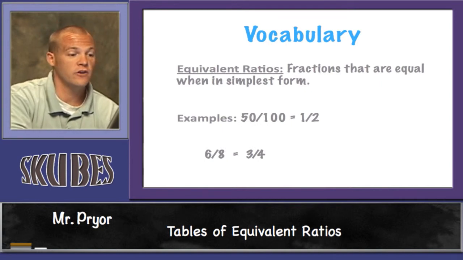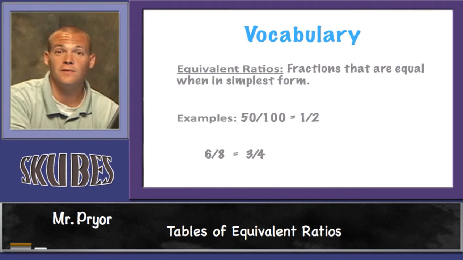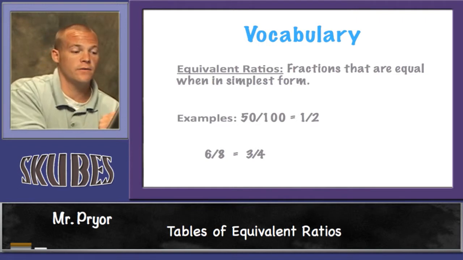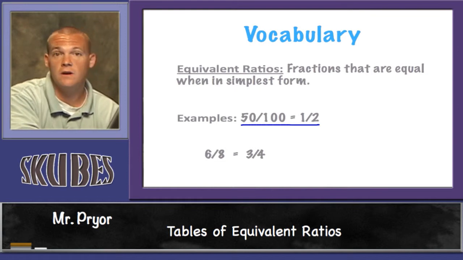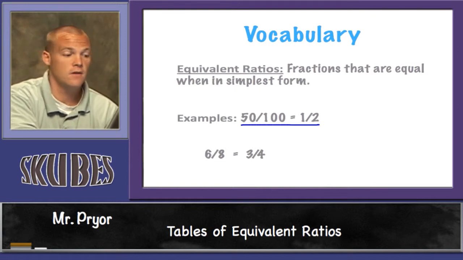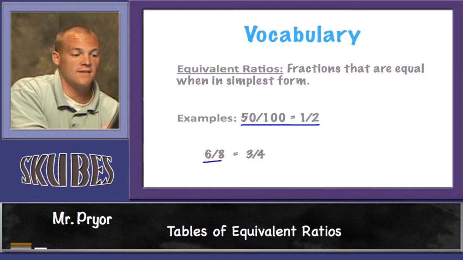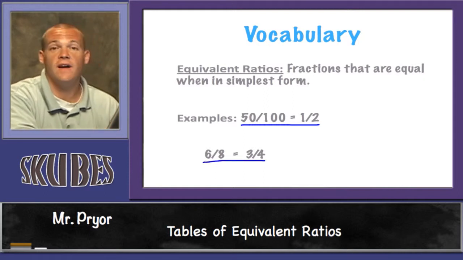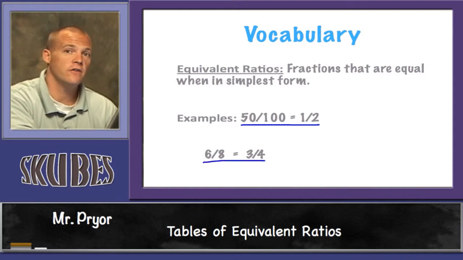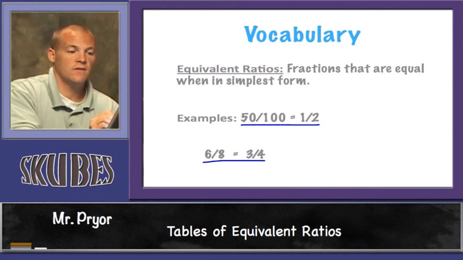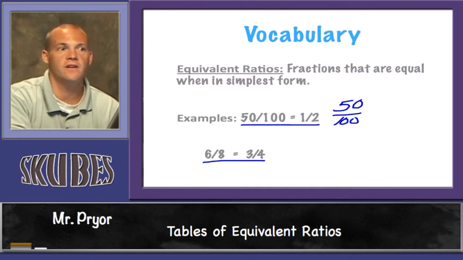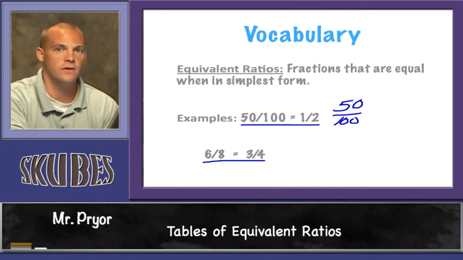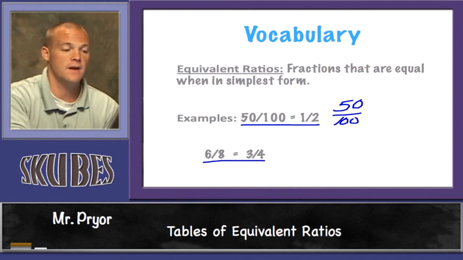So first of all, equivalent ratios are fractions that are equal when in simplest form. We can see here with our examples at the bottom that we have 50 over 100, which we know can also simplify to 1/2. Or if you're looking at 6/8, we should know that that simplifies to 3/4. As a reminder, to simplify a fraction such as 50 over 100, you look at the two values and you determine what number can divide evenly into both of those, the numerator and the denominator.